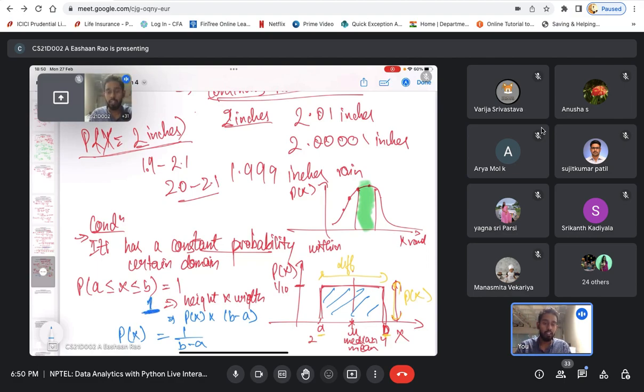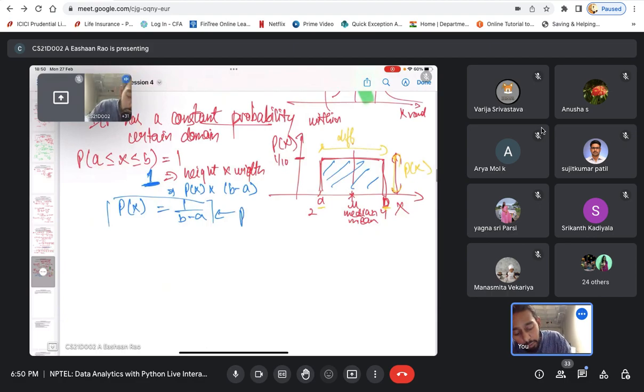Probability under the curve is 1. So I'm just writing that px is equal to 1 by b minus a. So this is called the probability density function.